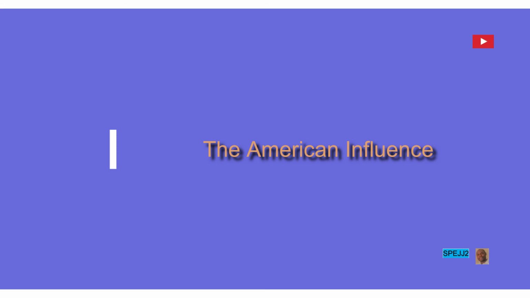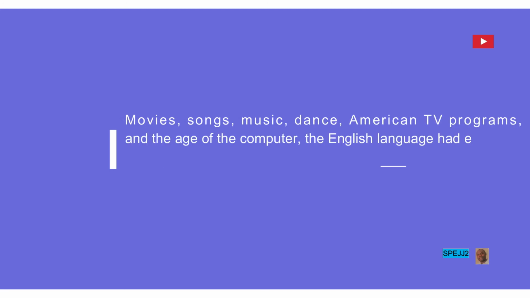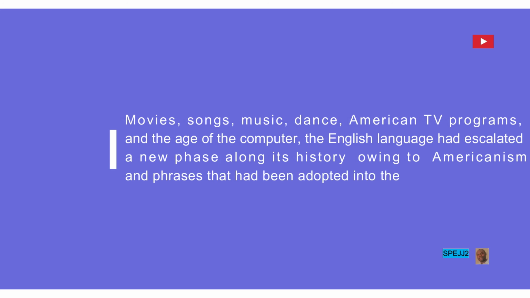The American influence. Since American literature became very popular in England, as did movies, songs, music, dance, and American TV programs, in the age of the computer, the English language had escalated to a new phase along its history, owing to Americanisms and phrases that had been adapted into the English vocabulary.